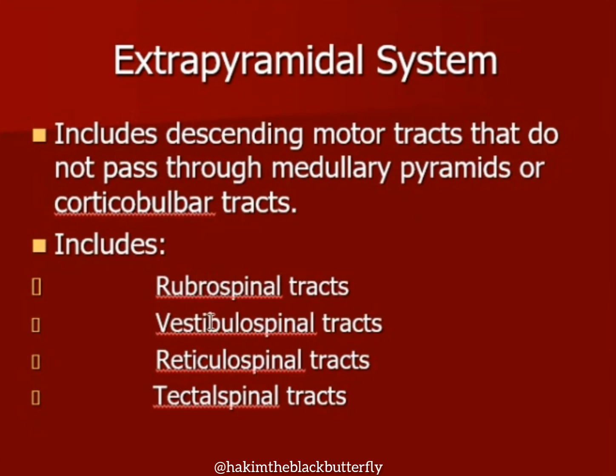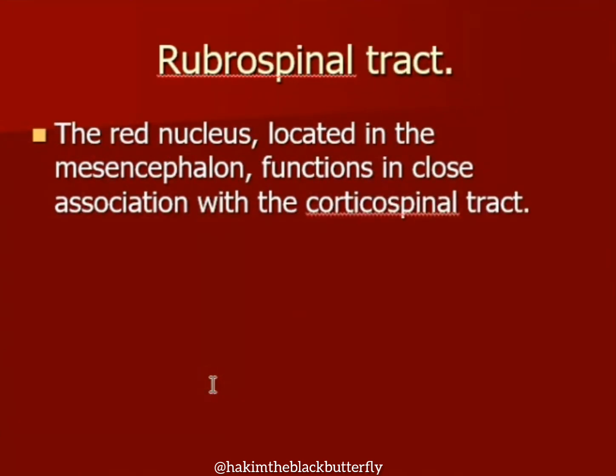Then we have the vestibulospinal tract, originating from the vestibular nucleus of the medulla to the spinal cord. That's why they call it the vestibulospinal tract. Reticulospinal tract, from the reticular formation of the brain stem to the spinal cord. That's why they call it reticulospinal tract. Tectospinal tract, from the tectum of the midbrain to the spinal cord. That's why they call it tectospinal tract. And we have realized that these tracts do not originate from the cerebral cortex, but from parts of the brain stem. So this rubrospinal tract originates from the red nucleus of the midbrain, and it moves down to the spinal cord.